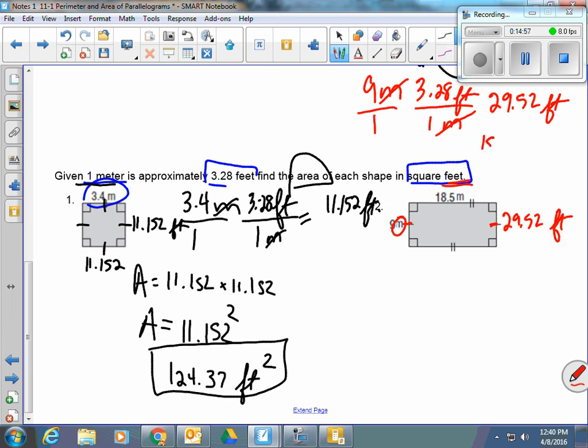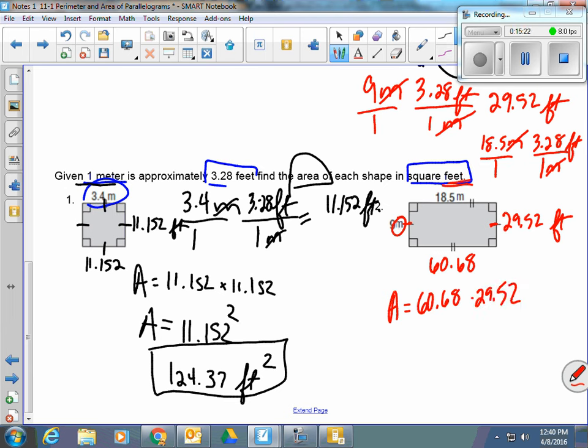Right here, if I have 18.5 meters, that's over 1, converting 3.28 over 1 meter. The letters right here cancel out, so it's 18.5 times 3.28 gives me 60.68. Then if I'm going to find the area, it's 60.68 times 29.52, because I have a rectangle, but remember a rectangle is a parallelogram. And so that gives you 1,791.27. And that would be feet squared.